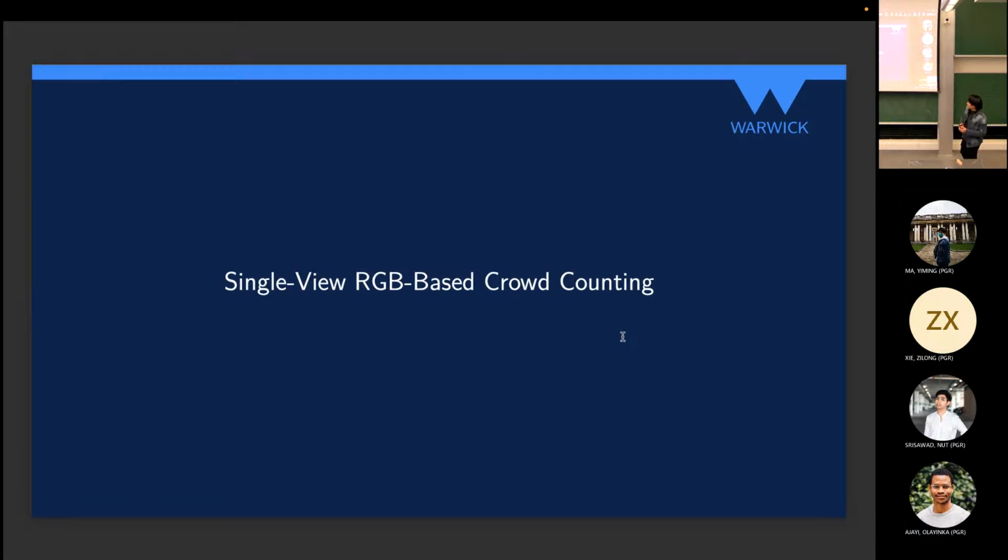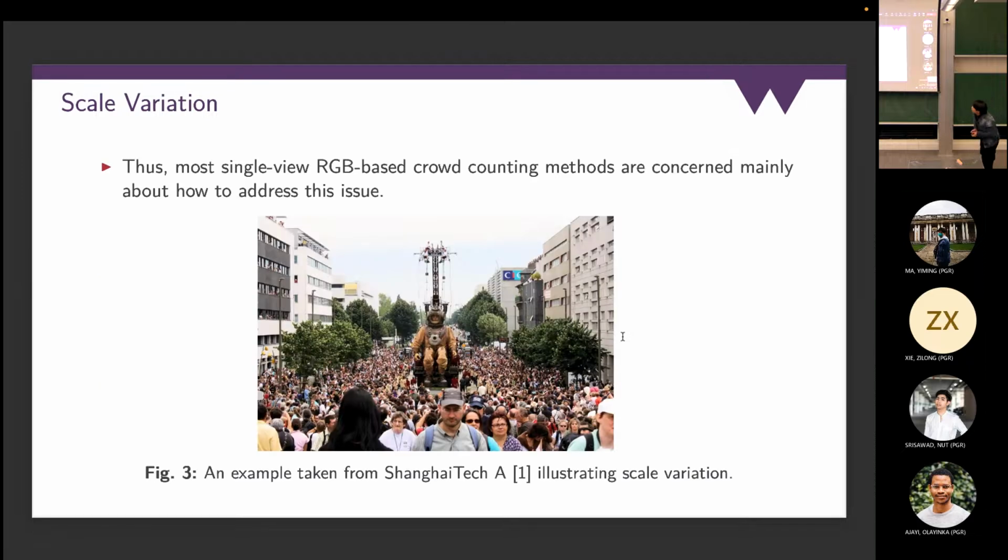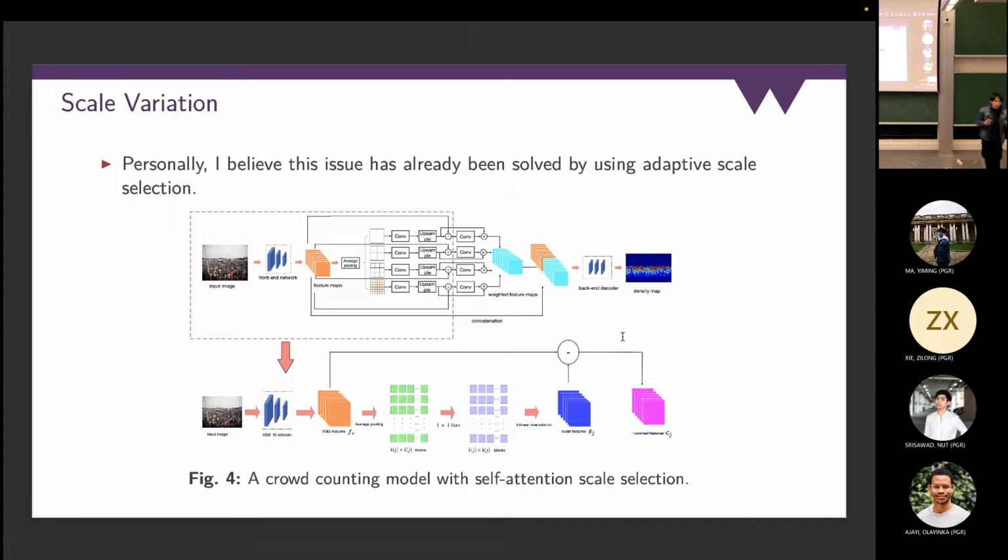Okay, so that's how people usually deal with crowd counting. The major problem in crowd counting that they try to solve is the scale variation issue. That's just as I said before, people have different sizes in the image. I think this issue can already be well solved by choosing the scale adaptively. In the autoencoder structure, for the features the encoder extracted, they can use some self-attention.